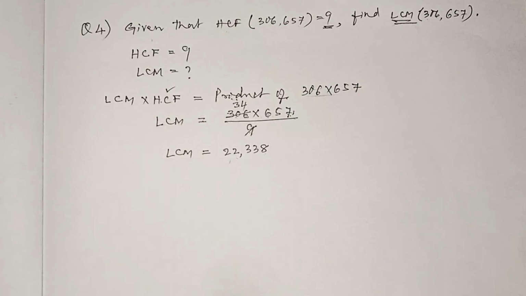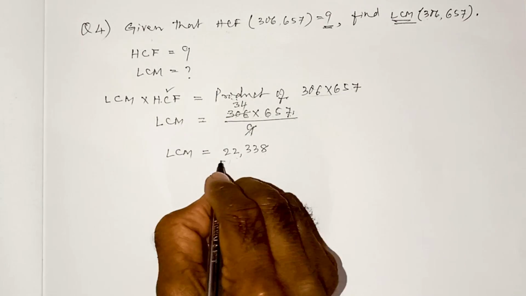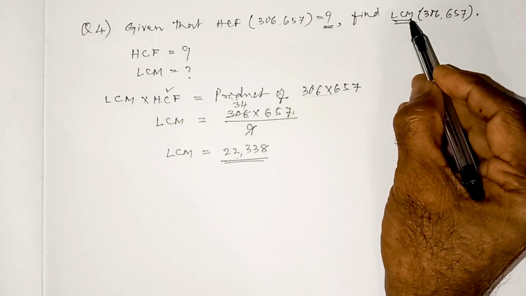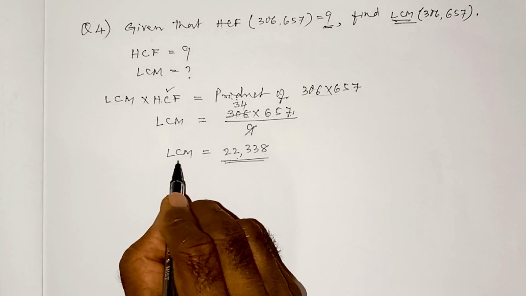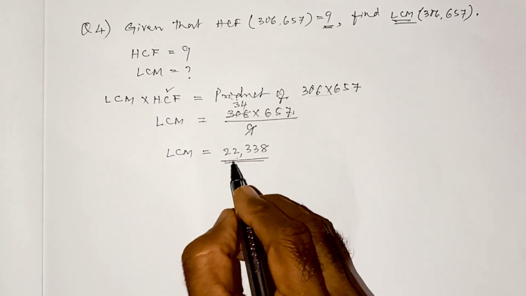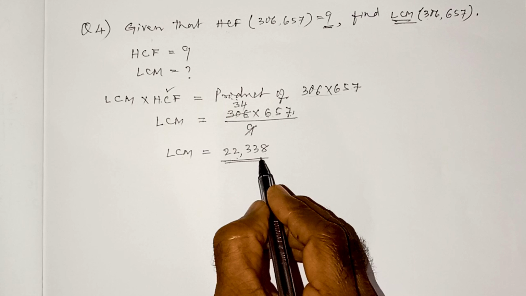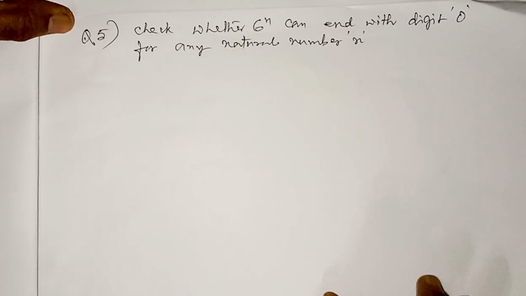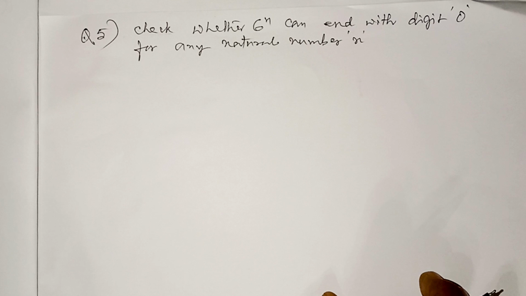22,338. This is the answer. The question says find out the LCM. So we have found out the LCM of the given two numbers, that is 22,338. Now we move on to question number 5.